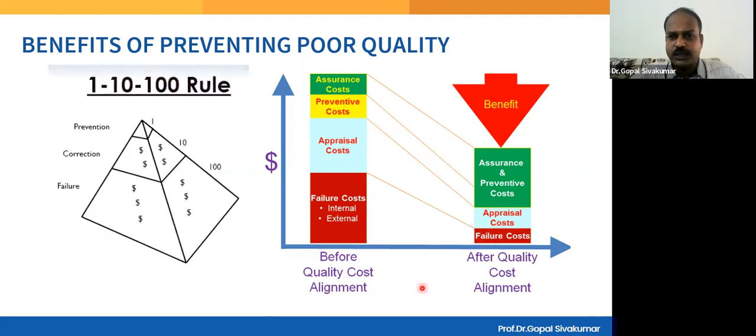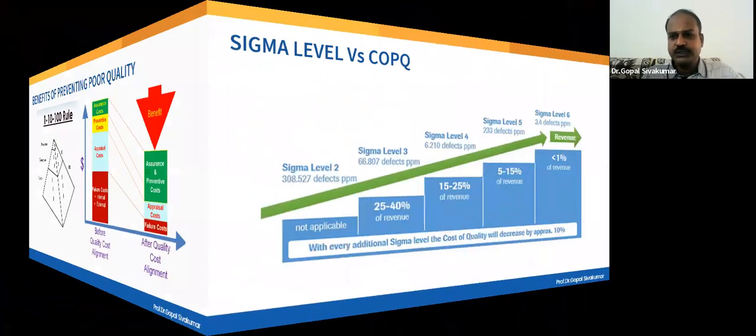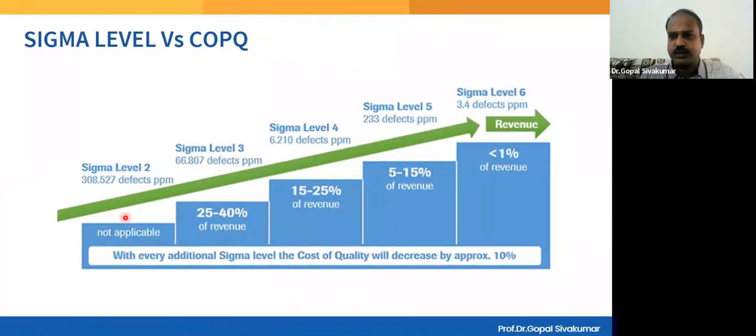And there is also a rule called the 1-10-100 rule, which means if you spend 1 rupee in prevention, you will be able to save 10 rupees in correction and 100 rupees in failure. So spend wisely, right? And you see here there is an illustration showing the relationship between sigma level and the associated cost of poor quality.